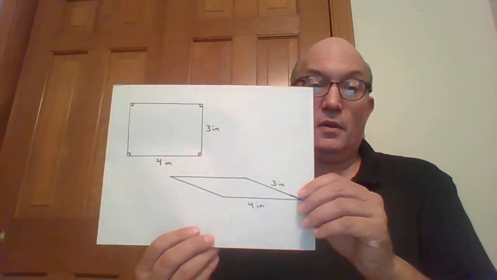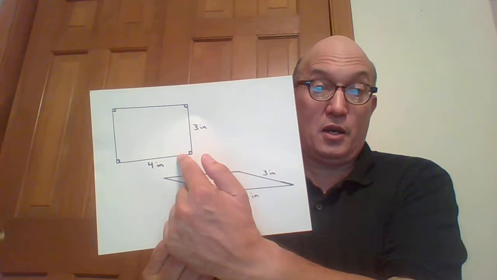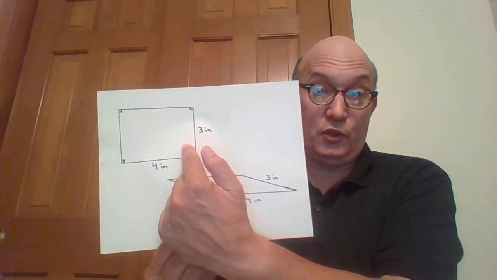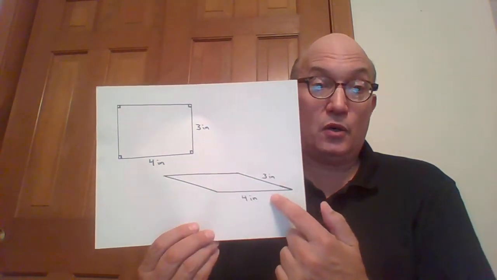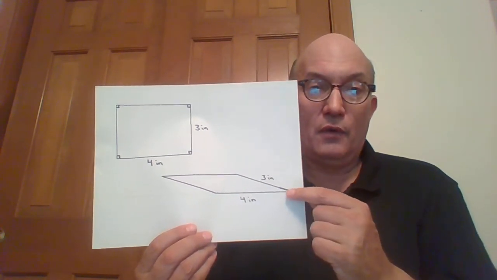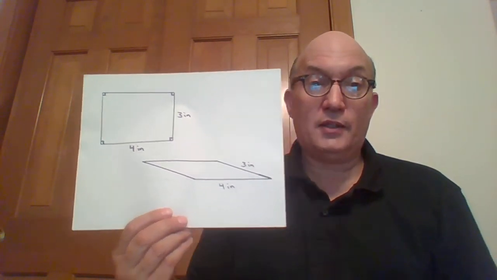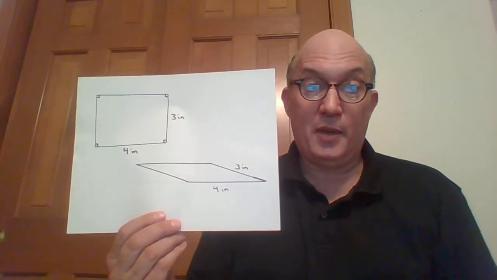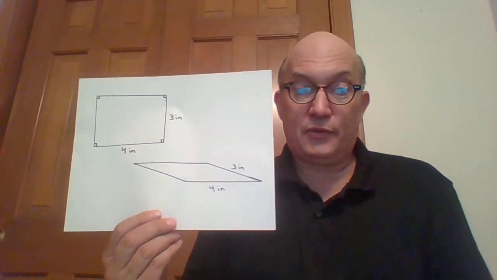Okay. So the area up here, as we know, is 12 square inches of this rectangle. This one here appears to be much less. How do we find the area of this parallelogram? Well, the answer to that right now is we don't have enough information. We need something else. Here is what we need. We need the height. Okay? Remember, the formula for a parallelogram is base times height.